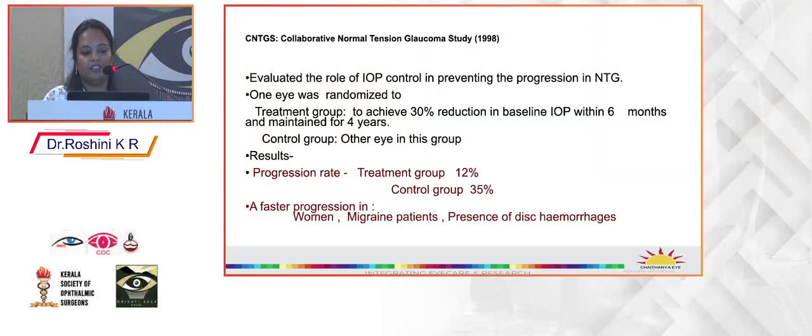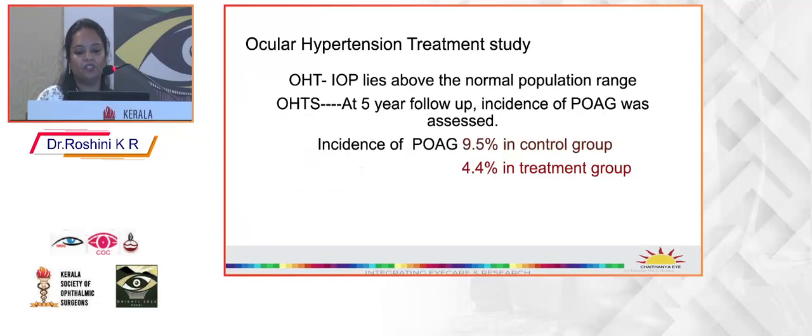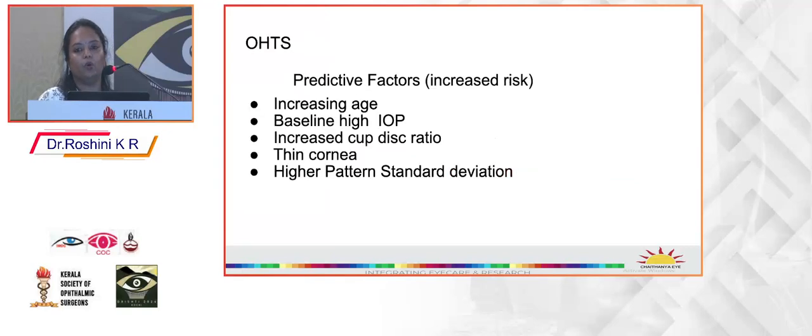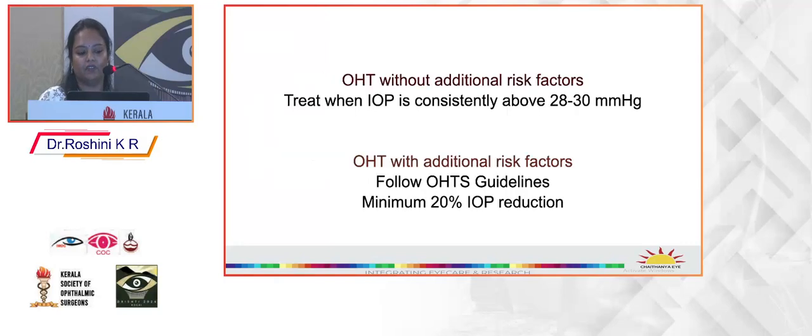As per the CNTGS, the progression rate in the treatment group was 12% compared to the control group, which was 35%. Ocular Hypertension Treatment Study also proved that the progression to POAG was 4.4% in the treatment group and 9.5% in the control group. And OHTS also gave some predictive risk factors like increasing age, baseline high IOP, increased cup disc ratio, thin cornea, and high pattern standard deviation.